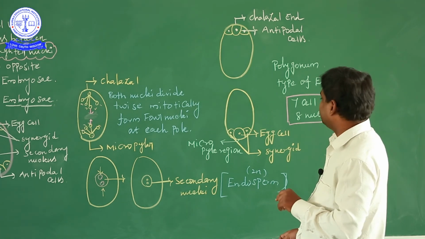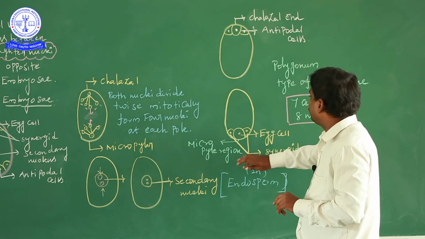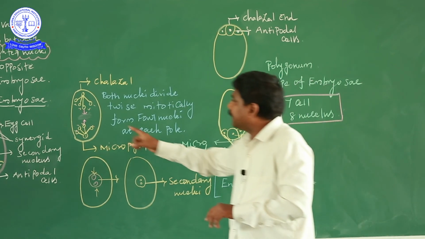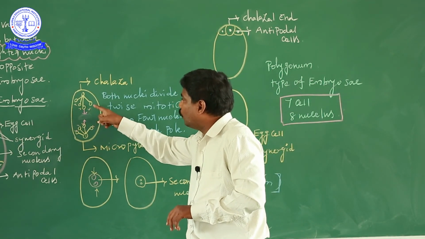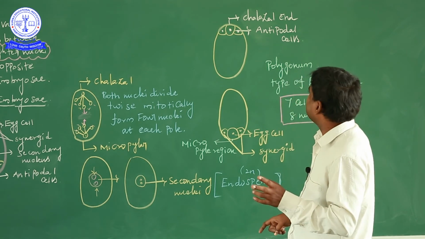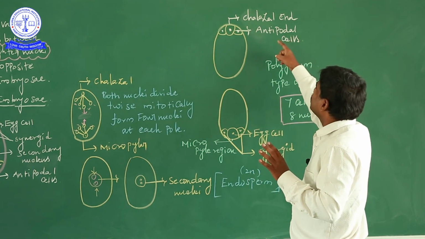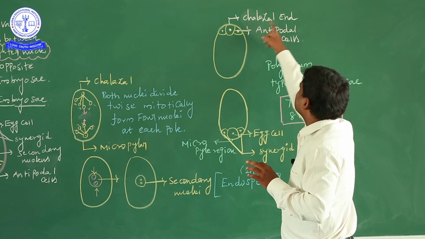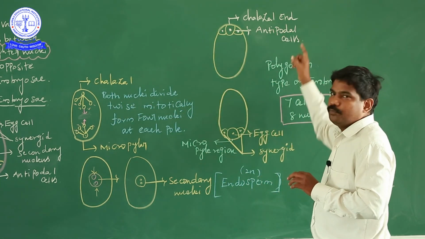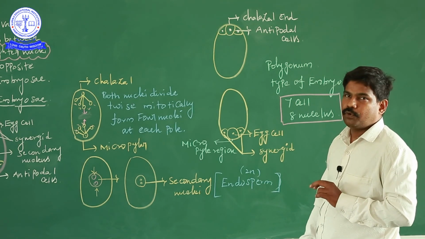Okay, and then at the other pole, the chalazal end, three nuclei are present, as one nucleus is pushed to the center. The remaining three nuclei come to this chalazal end and form the antipodal cells.